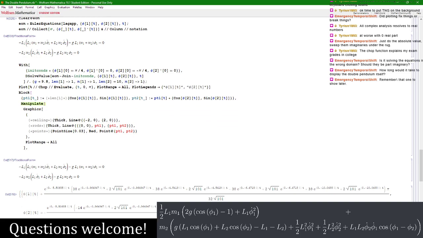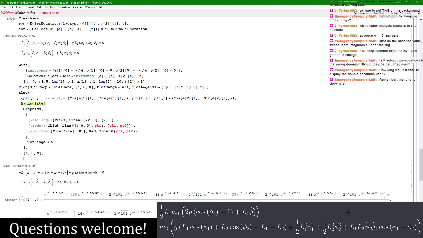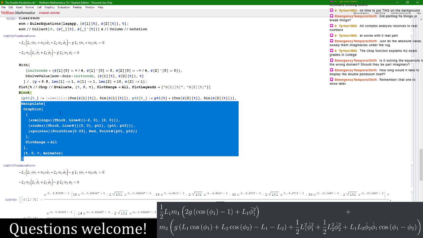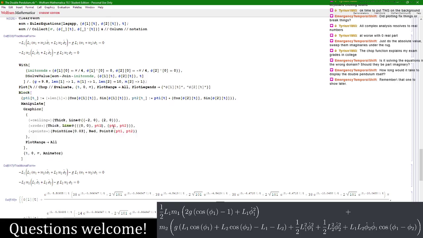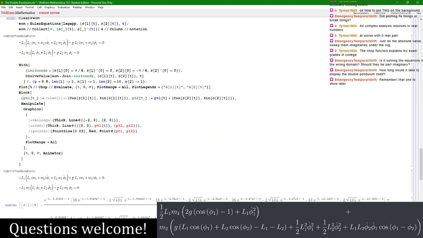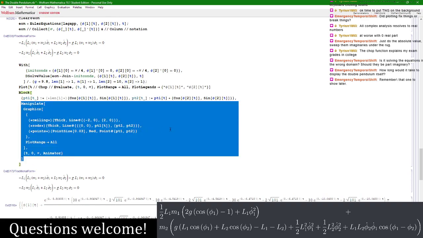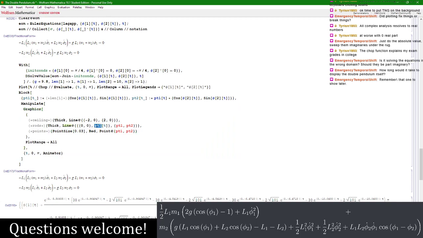Okay, so then there's our graphics, and then we come out in our manipulate, and then we go t from 0 to, oh, I don't know, pi. And then, oh, but it's also an animator, because we want it to play on its own. And up here, we say, why does it not like, oh, that's right, because I was confusing things. So it doesn't like that.